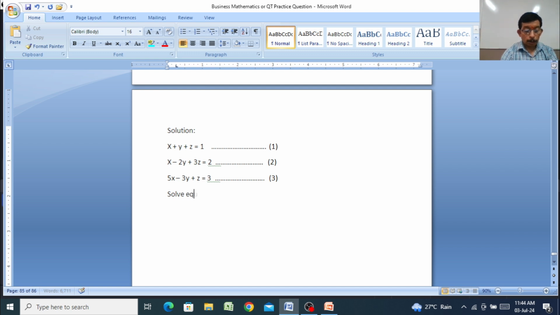equation 1, 2 and 3 with the help of Cramer rule. Now solve the equation 1, 2 with the help of the Cramer rule.